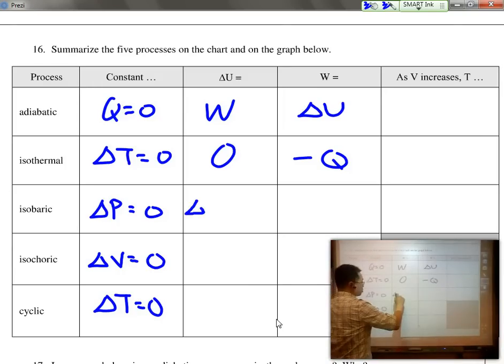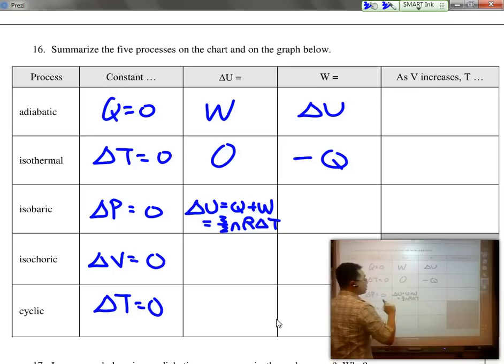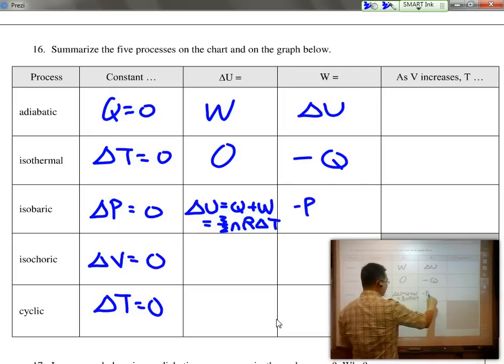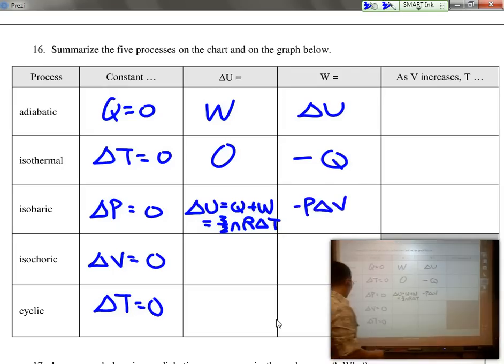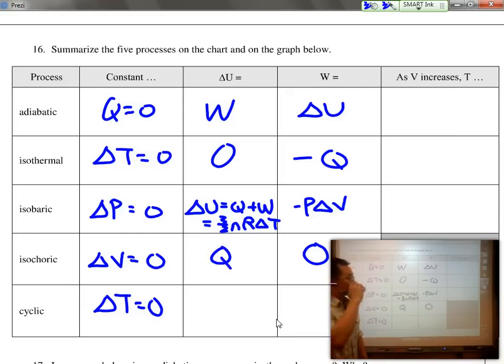Isobaric, delta U is just going to be the same basic form because nothing cancels out. Or we could have used also 3/2 nR delta T depending on the situation. And work would simply equal negative P delta V. Isochoric, because there's no change in volume, work would equal 0. And delta U would simply equal Q. Okay, so that's just a quick summary of the different processes.